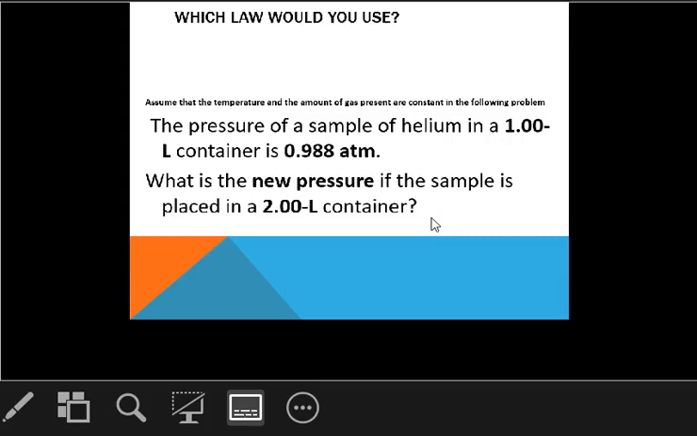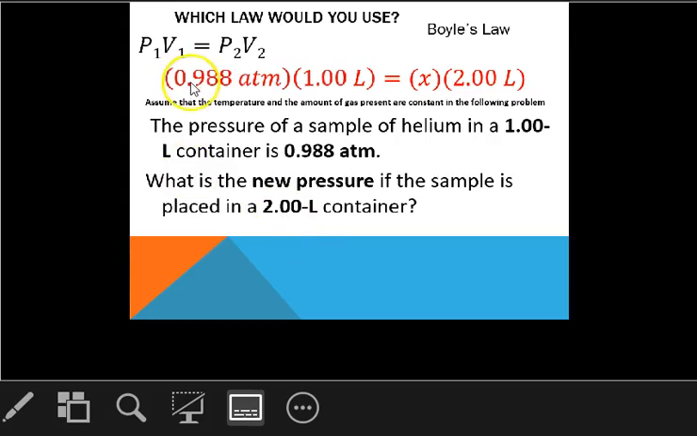The pressure of a gas sample of helium in a 1 liter container is 0.988 atmospheres. What's the new pressure if the sample is changed to a 2-liter container? So that's Boyle's law. PV equals PV. So set up your problem. 0.988 times 1 equals x times 2.